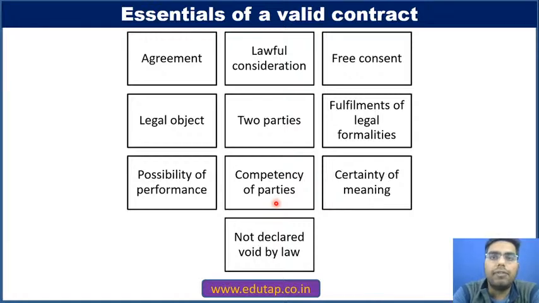One of the points is they should be of sound mind. They should not be lunatic, and they should not be minor. Next is the valid contract. It should not be declared void by law. For example, if there is a war between India and Pakistan, and during that time the government says that you cannot make a contract with any Pakistani person, and you make a contract with a Pakistani person, it will be declared void.